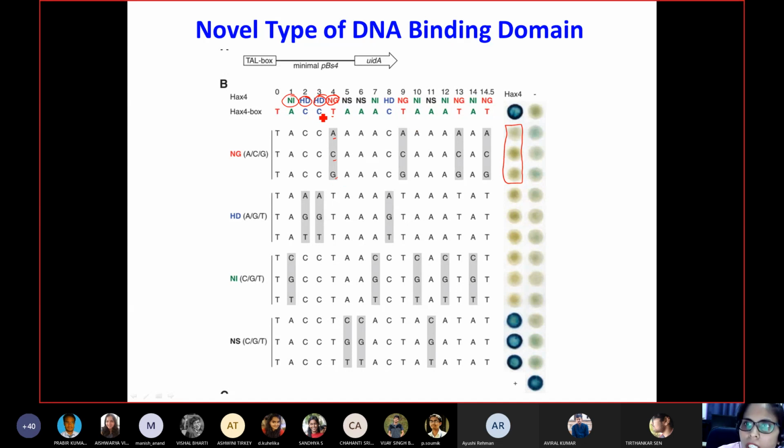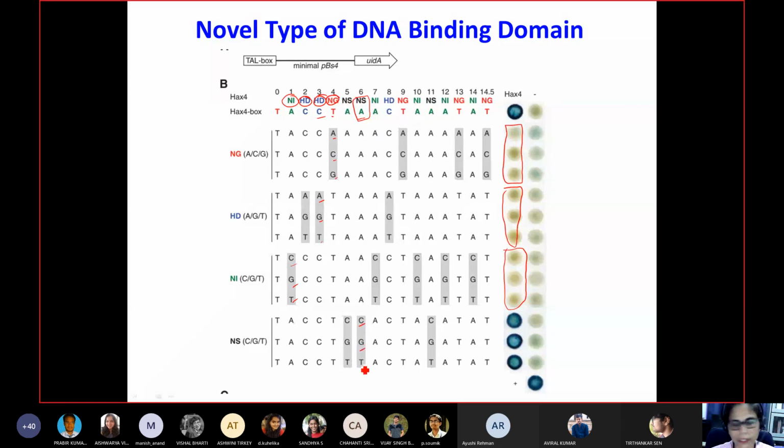However, one important thing here is the non-specificity of NS. If you see, NS binds to A, but if A was changed to either C, G or T, it did not affect it. In all the cases, it gave a positive signal. That means NS di-repeats can bind to A, and can also bind to C, G, and T. But all other repeats cannot bind to any other bases.